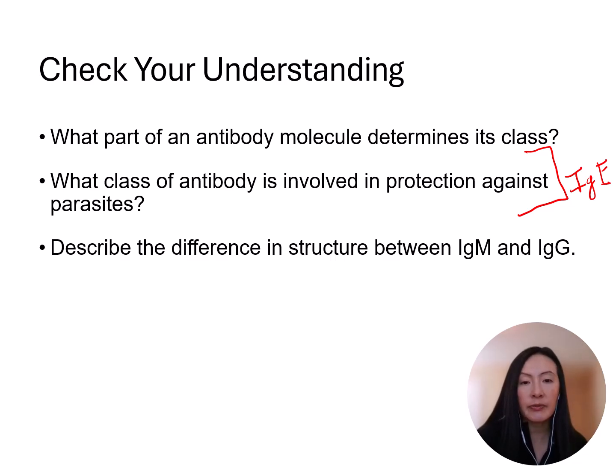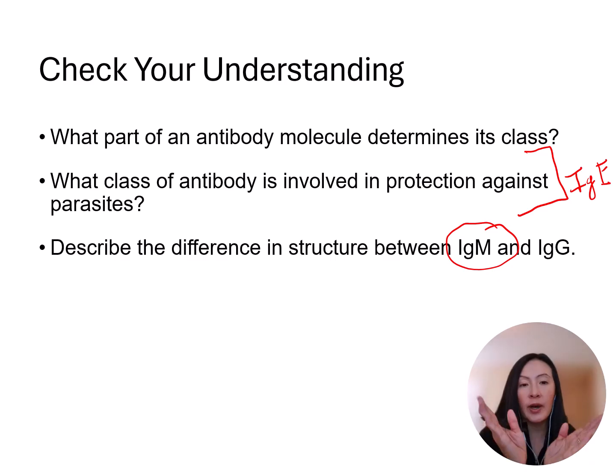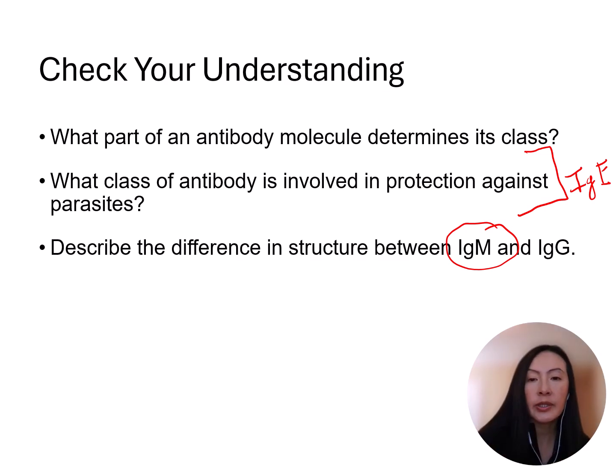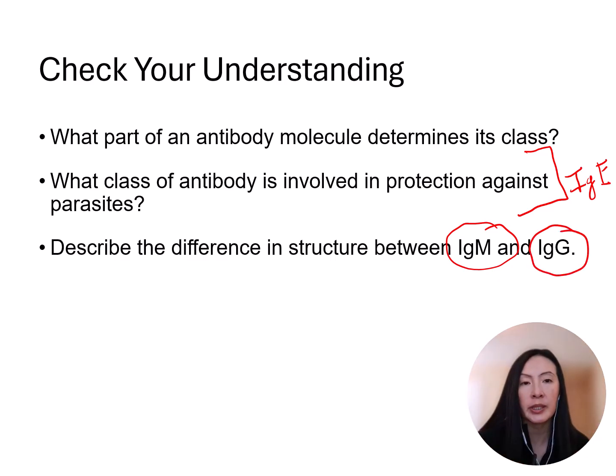IgE can bind to mast cells and basophils, and that will release inflammatory mediators. Finally, describe the difference in structure between IgM and IgG. So IgM, we saw earlier, is secreted as a pentamer. There were 5 antibodies essentially joined together. And because there were 5 of them and each one has 2 binding sites, they have a total of 10 antigen binding sites. Whereas in IgG, we have a monomer here, that typical Y-shaped antibody with 2 antigen binding sites. And this one is the most abundant in the blood serum.